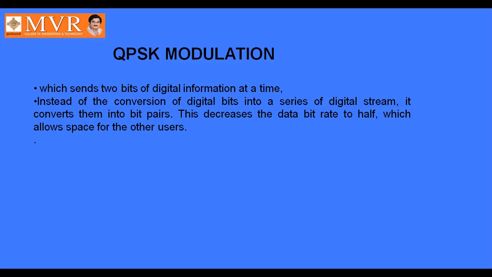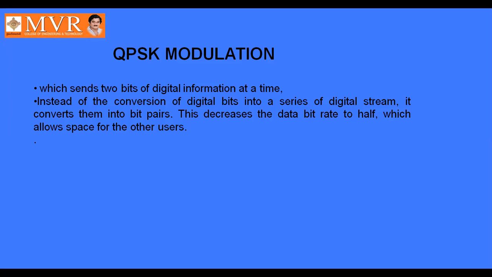So in PSK we are using only 2 bits, zeros and ones. In QPSK modulation we can send 2 bits of digital information at a time. That means we are going to group 2 bits. For example, let us take 00110011. So we are grouping the bits, and each group consists of only 2 bits. In the first group 00, for example, next group 01, and next group 10, like that.